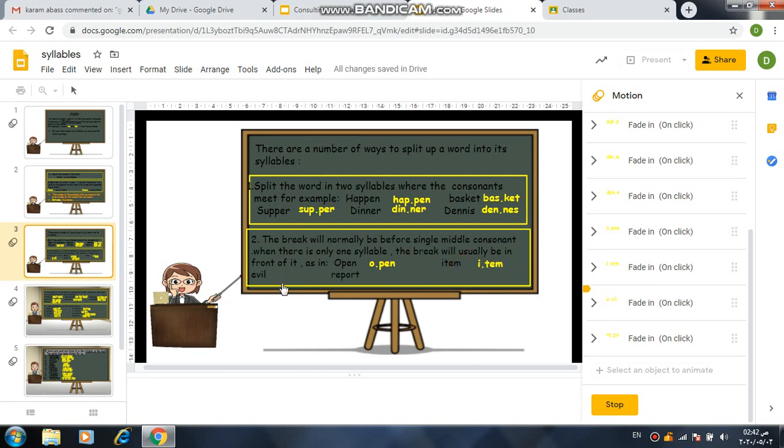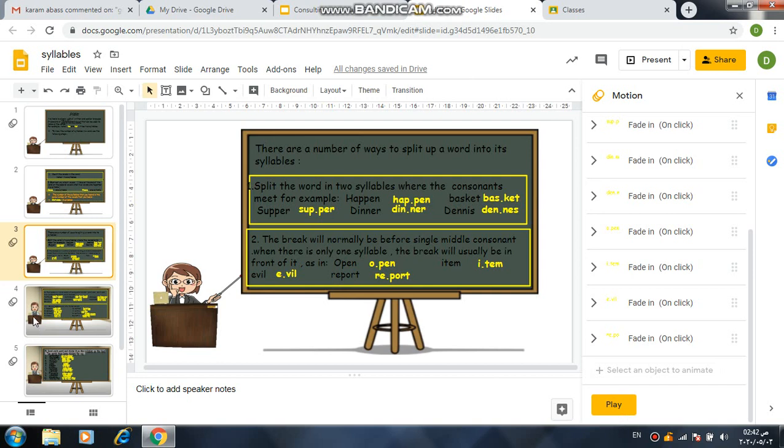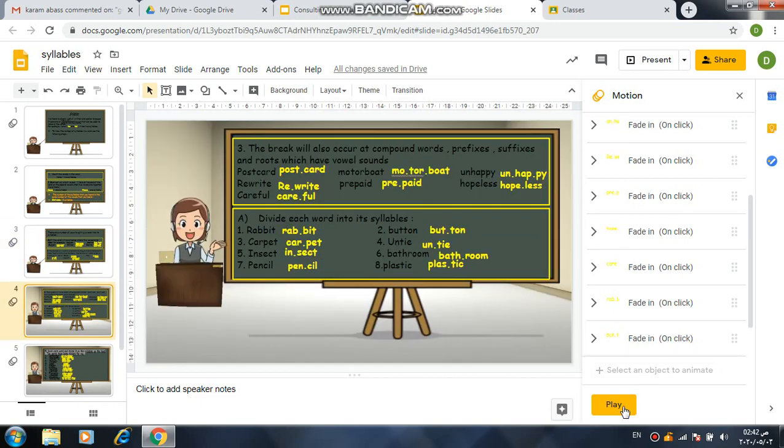Item. Evil. Look at evil. V is between two vowels, so we will split between E and vil. Report. Now P is between two vowels, so we will split between re and port. Report. Now let's go to the third way that tells us how I can split the word into syllables.